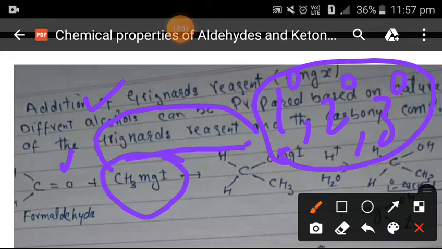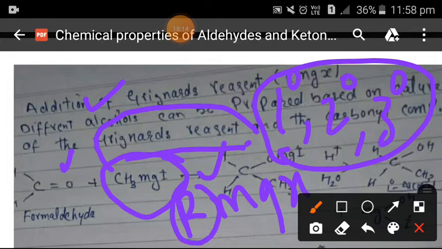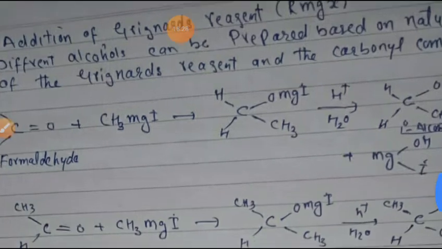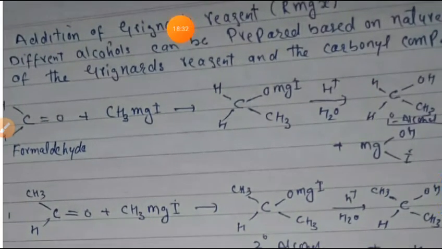The formula of the Grignard's reagent is RMgX, but R may be different. It may be methyl, ethyl, propyl, butyl, any value of R you may take, as a result of which you will find the formation of different types of alcohols. It may be primary, secondary, or tertiary. Let us see here one by one what is actually forming here. One second.